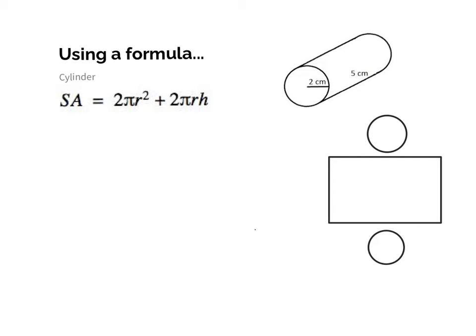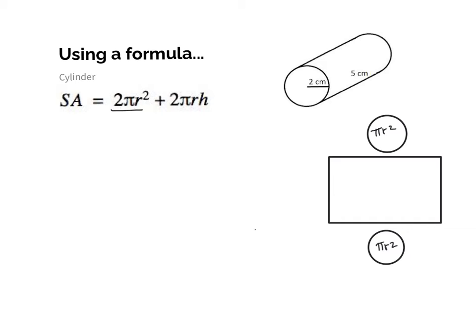Let's consider this cylinder. First, let's have a look at the formula. What you'll notice in the formula is we have to take into consideration the top and bottom circle. So the area of a circle is pi r squared, and we have two of those, and that's taken into consideration here with the 2 pi r squared.